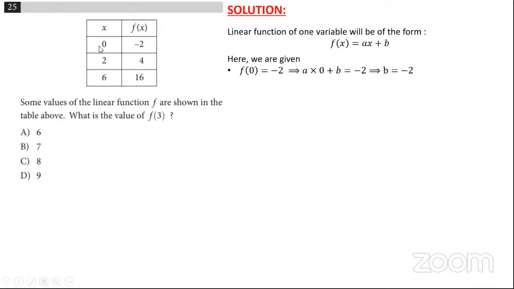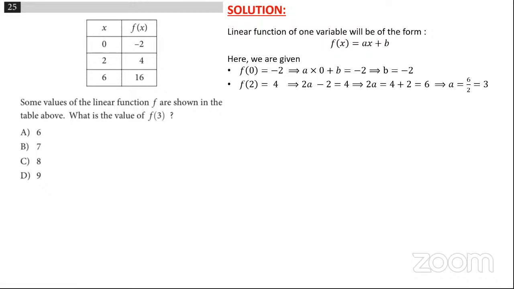From the table, we get that f of 0 is equal to -2, right? Now substituting the value 0 in f of x is equal to ax plus b, we get a times 0 plus b equal to -2, which means b equal to -2. So from here we get b equal to -2. Now, we also have f of 2 equal to 4. Since b is equal to -2, we have 2a minus 2 equal to 4.